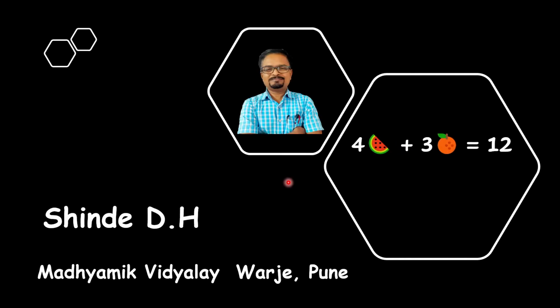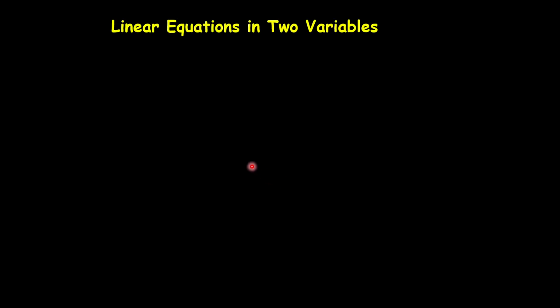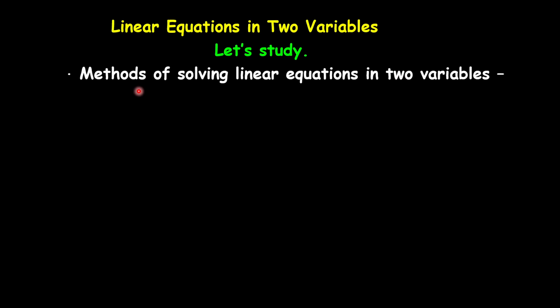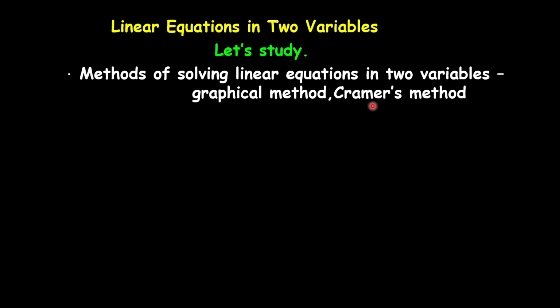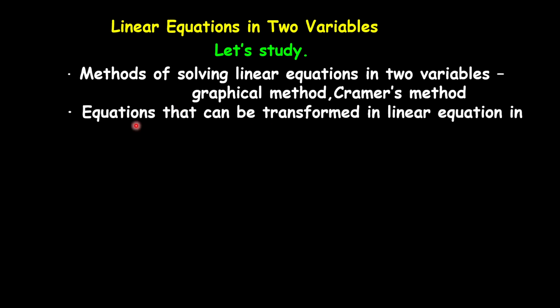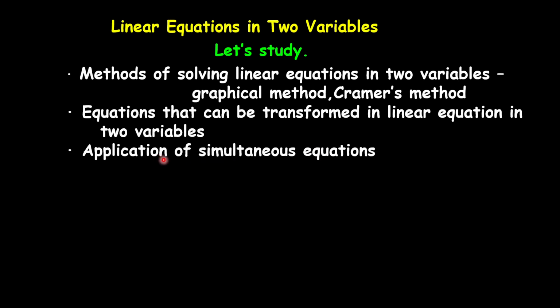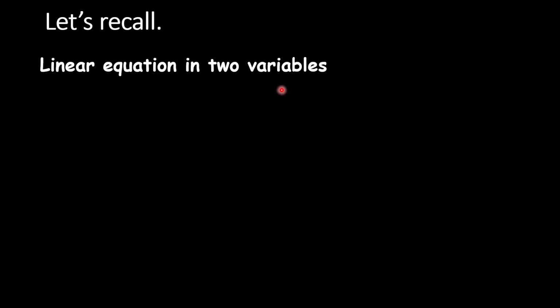We will learn chapter number 1, linear equation in two variable. Let us study. In this chapter we will learn method of solving linear equation in two variable, graphical method and Cramer's method. And also we learn equation that can be transformed in a linear equation in two variable and application of simultaneous equation. In the previous standard, we learned how to solve the linear equation in two variable by elimination method. Let us recall linear equation in two variable.